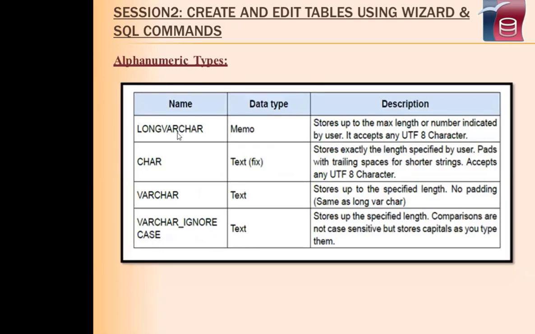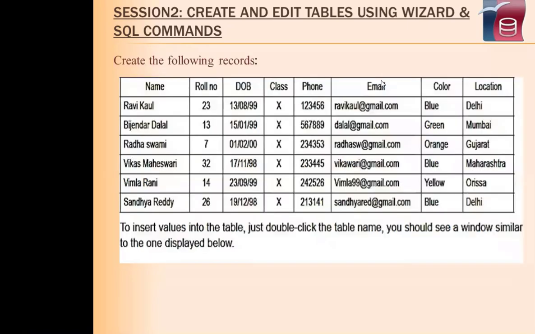The alphanumeric data types, most commonly used ones are char and varchar, but we also have long varchar and varchar ignore case. But the most common ones are char and varchar, which are normally used. And this is an example of a table.